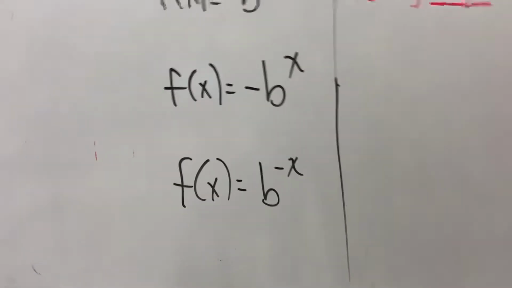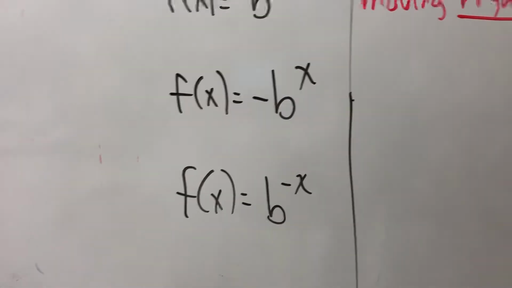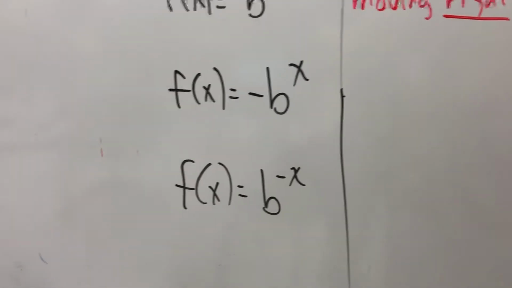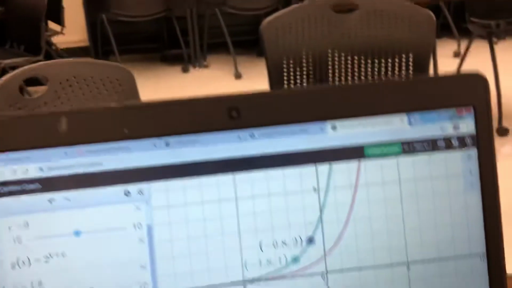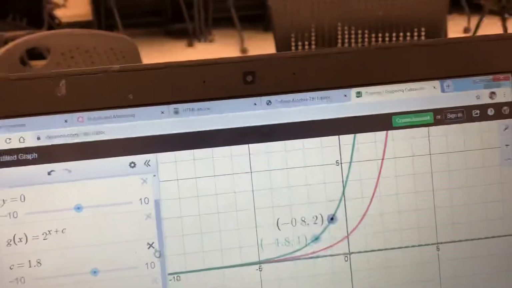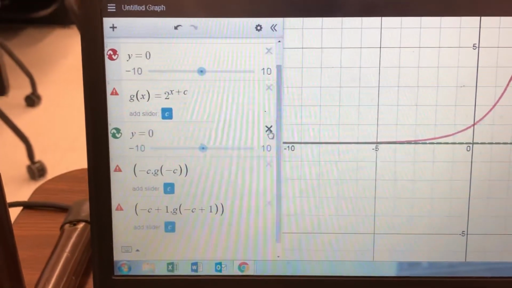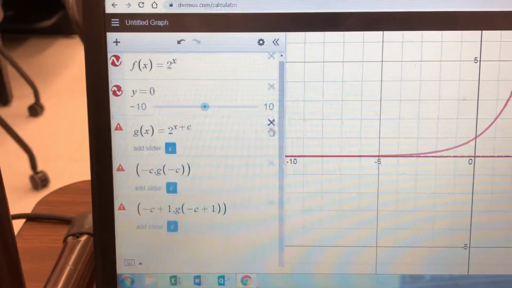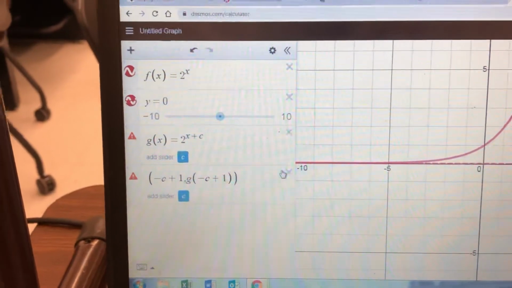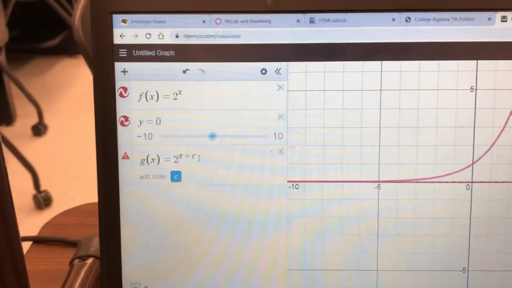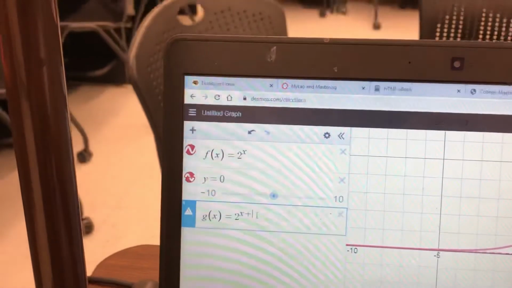The last two, what happens when you stick a negative on them? Well, we kind of talked about that at the end of the last video, but let's just illustrate it real quick. I'm going to get rid of the slider stuff because I don't need it. So go away, go away. I know you don't know what to do because I took away your slider. I'm sorry. Well, that's okay because I'm going to take away your plus C also.